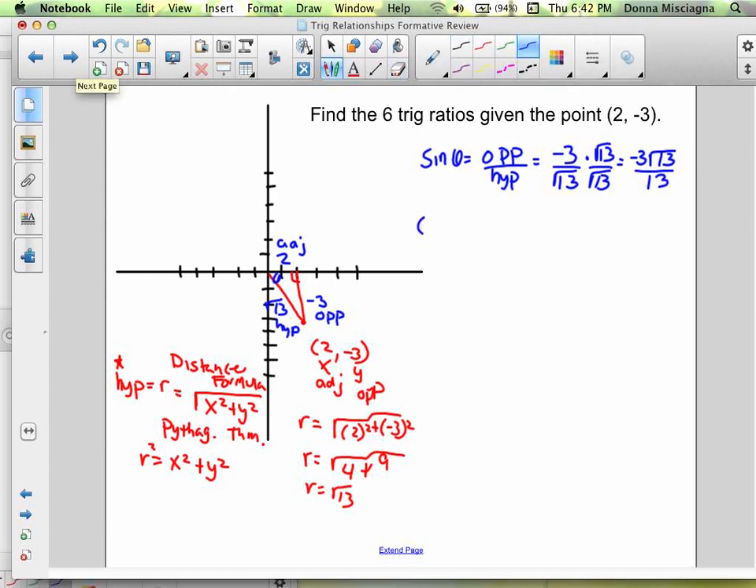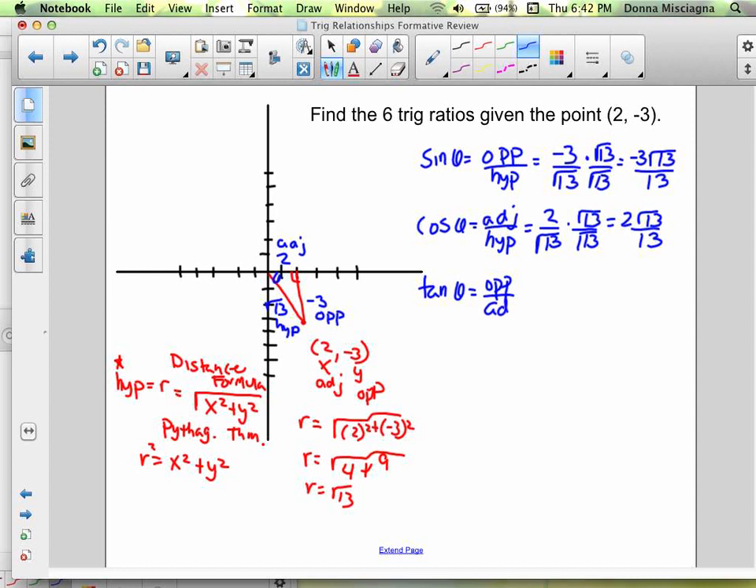All right, let's find cosine theta, which is adjacent over hypotenuse. That'll be 2 over the square root of 13. And again, we'll need to rationalize that. So 2 square root of 13 over 13. Tangent theta is opposite over adjacent. The opposite side is -3. The adjacent side is 2. And we're done with that one. Can't reduce that.